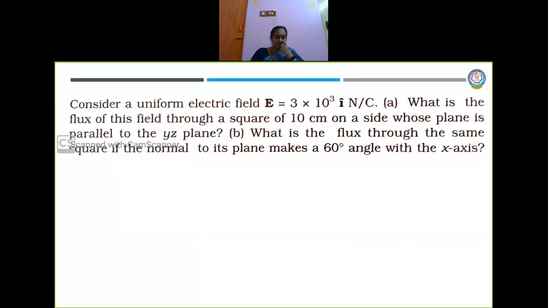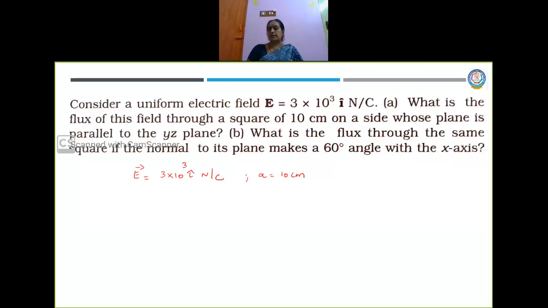Consider a uniform electric field. So the electric field is given. Let us write the data first. Whenever you read a sum, immediately enter whatever data has been given. What is the flux of this field through a square of 10 centimeter side whose plane is parallel to the YZ plane? So I'm going to consider a square whose plane is parallel to the YZ plane.